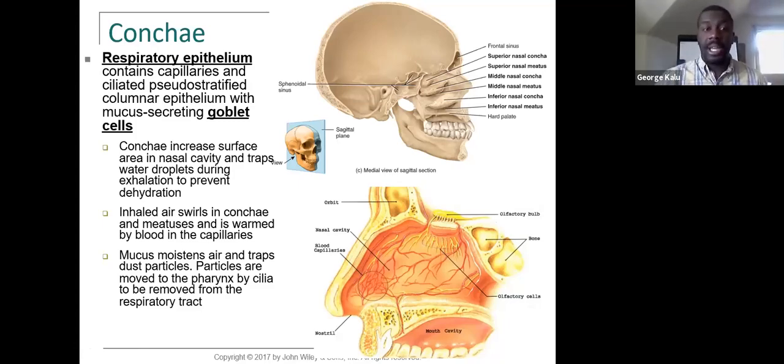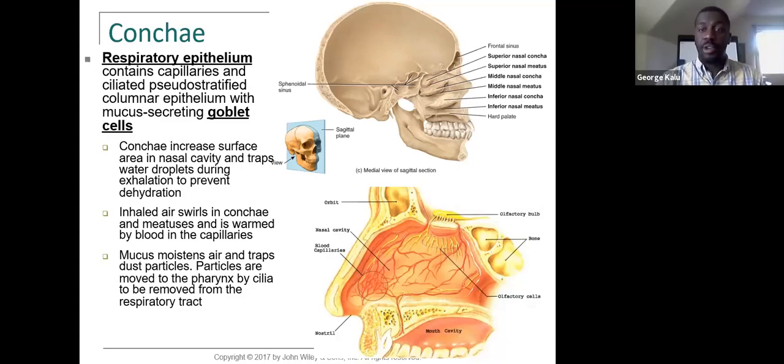What is able to happen here is because these conchae increase the surface area and there's a lot of goblet cells, these goblet cells are able to absorb some of that water. So instead of breathing out tons of water, we're going to be able to trap a lot of those water droplets inside the respiratory epithelium. And that prevents our body from dehydrating. So that's going to be rule number 1.